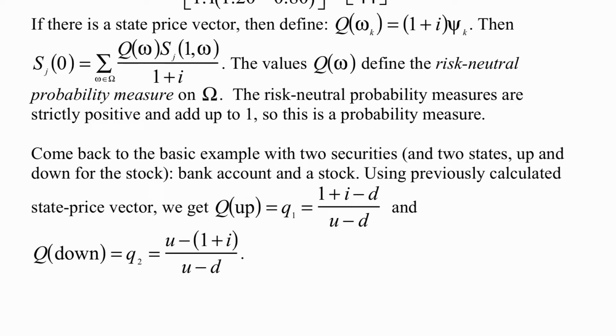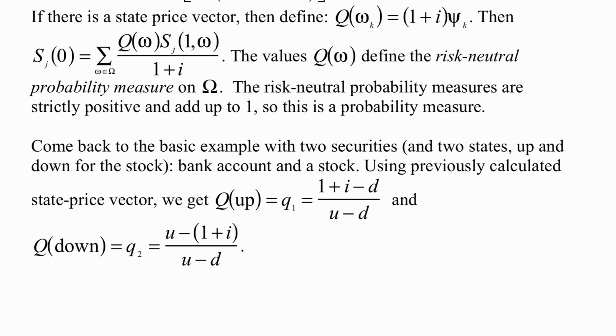If there is a state price vector, now we're going to define a new concept, Q of omega k equal to (1 plus I) times psi k. Then Sj of 0 is equal to the sum over all states of the world of Q of omega times Sj of 1, omega, over 1 plus I. The values Q of omega define what is called the risk-neutral probability measure on omega. The risk-neutral probabilities are strictly positive and add up to 1, so this is a probability measure.